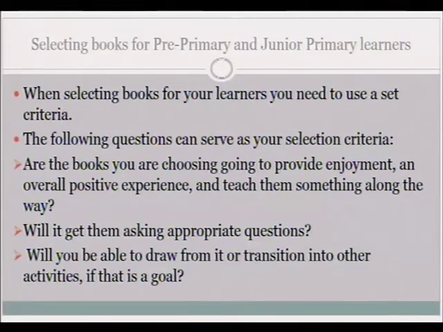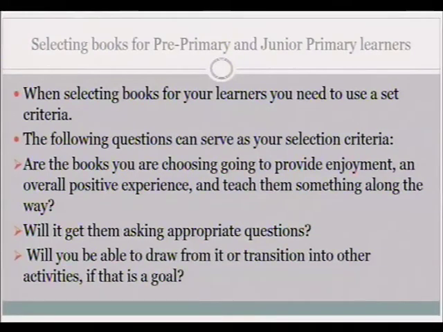Will it get them asking appropriate questions? Questions about life, questions about the motives of the characters in it. All those questions are very important, because in the end, if it teaches them something positive, they have to ask appropriate questions, and they arrive at answers that have a positive impact in their lives.